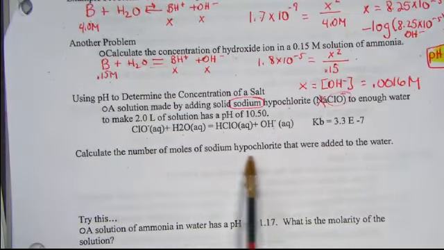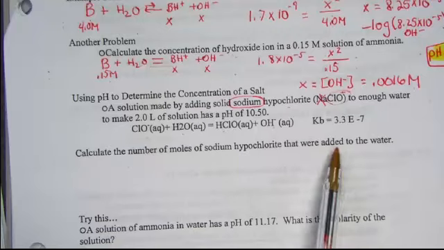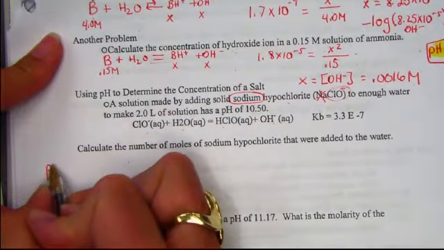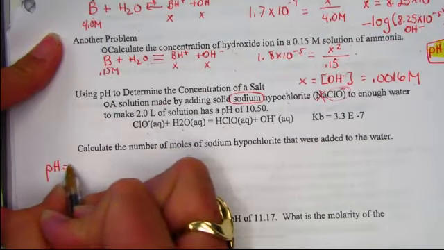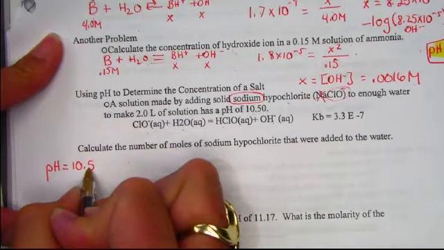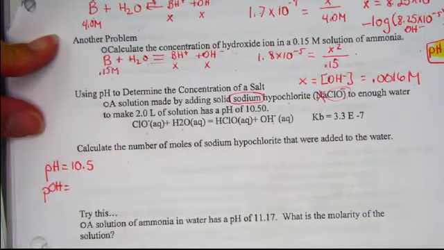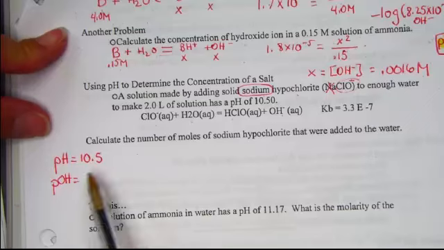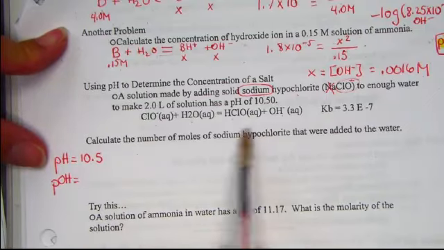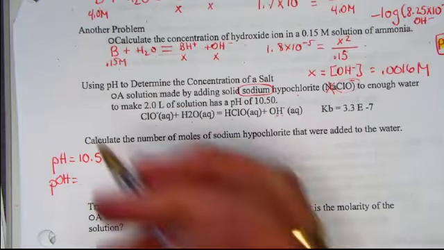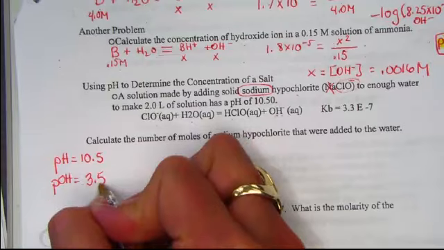Calculate the number of moles of sodium hypochlorite that were added to the water. Well, let's go to work recording what we know. The pH is 10.5. But more interesting to us in base chemistry would be the pOH. Knowing the pOH, I could calculate hydroxide. 14 minus 10.5 tells me the pOH is 3.5.